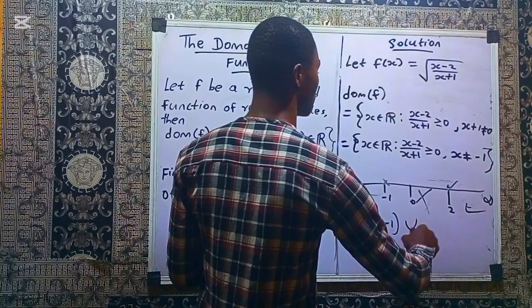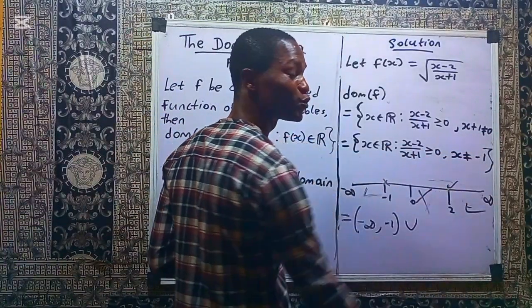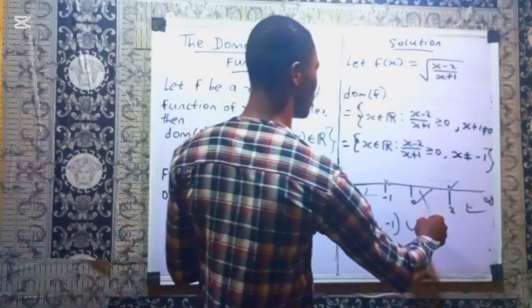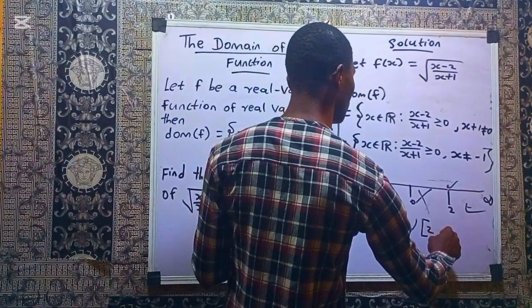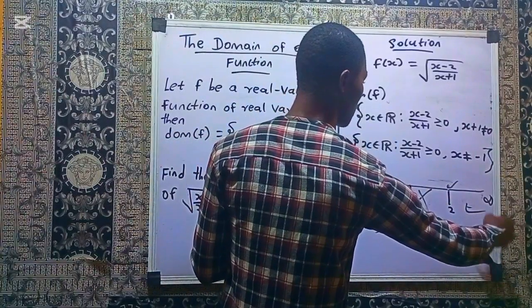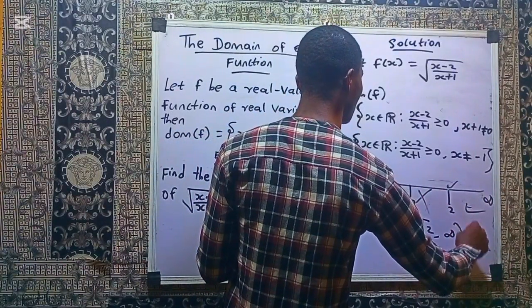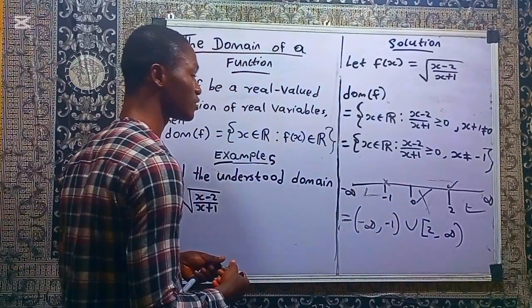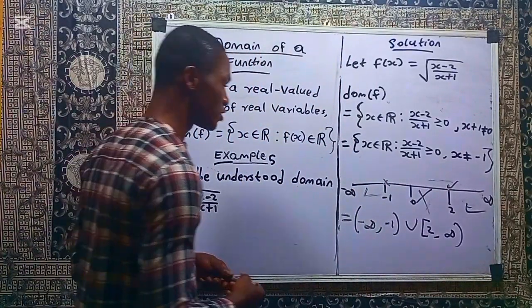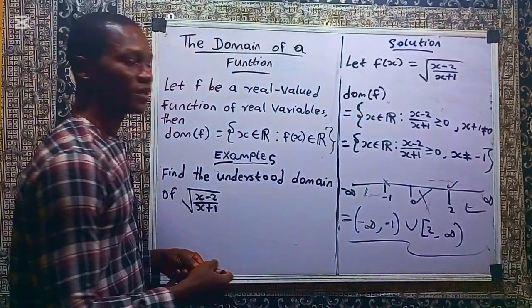Then I'll do union. I'll go to the other side that is among. From this side, 2, the point 2 is among. So I'll use close bracket for 2. 2 going upwards to positive infinity. So positive, if you write infinity, use open bracket for infinity since infinity is not a real number. So this gives us the domain of this very function.